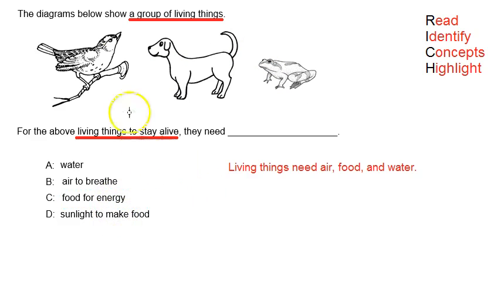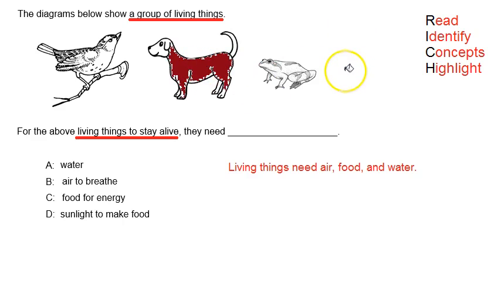We know that birds need food to eat. Some birds eat insects, some birds eat seeds, and so on. So birds do need food to eat. Dogs need food to eat. Again, if you have a dog at home, don't forget to feed it, because if you don't feed it, it will die. Alright, and then of course frogs too.